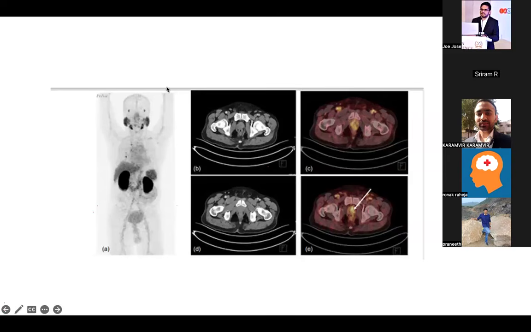So the thing to note here is that there is no brain uptake. That is seen in your FDG PET. Here you can see that there's parotid and salivary gland uptake along with kidney, liver, and urinary bladder uptake. Those are normal tissues. That shows that it is a PSMA PET. So always look at the salivary gland and parotid, and the lack of brain uptake. That shows PSMA PET.